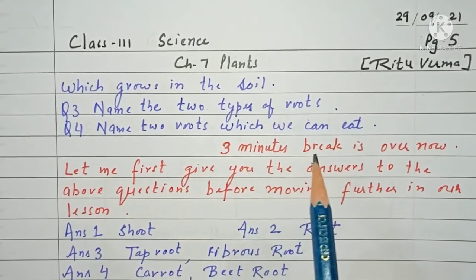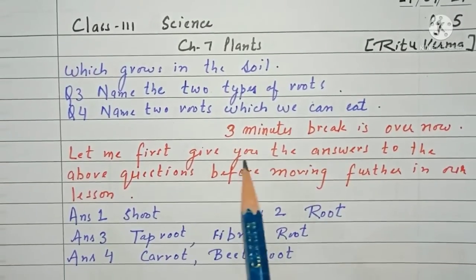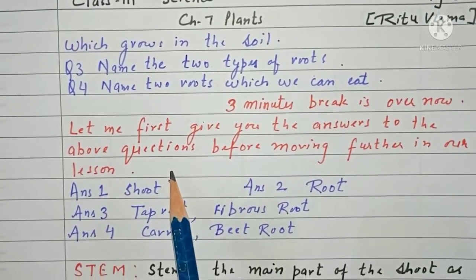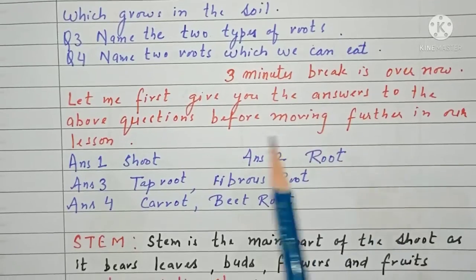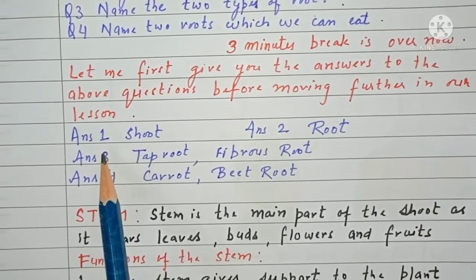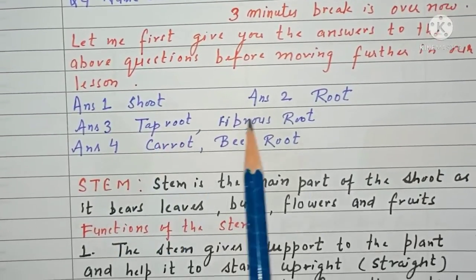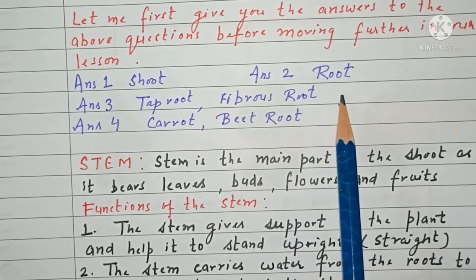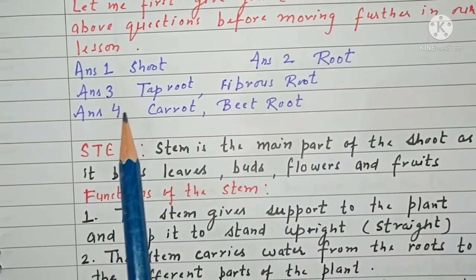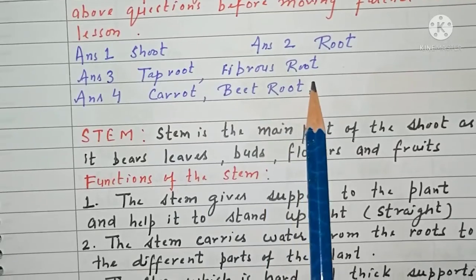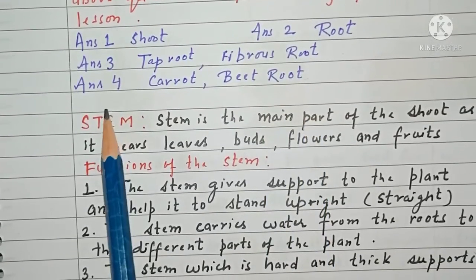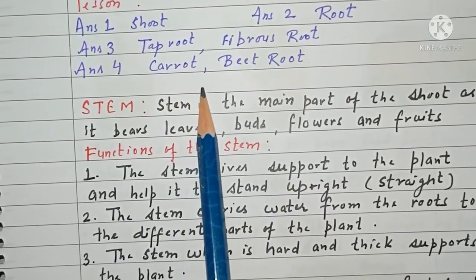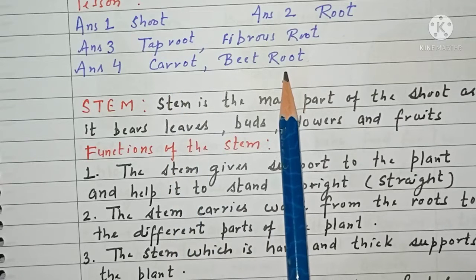Now children, 3 minutes break is over now. Let me first give you the answers to the above questions before moving further in our lesson. Answer number 1 is shoot. Answer number 2, the root. Answer number 3 is taproot and fibrous root. And answer number 4 is the roots which we can eat are carrot and beetroot.